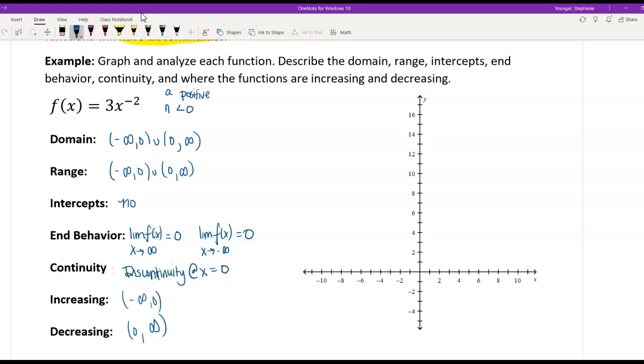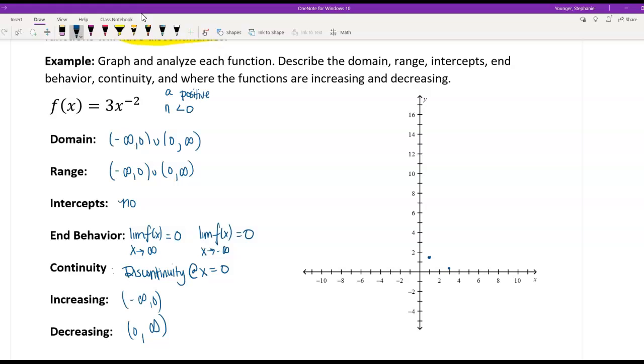So what does this look like? Well, let's throw in a couple points. We know we're not going to be able to touch that y-axis. We know we're not going to be able to touch that x-axis. So if I put in the point, let's say 1, 3 times 1 to the negative 2, I'm going to get 3 halves. So 1 to 3 halves is right around here, 1 1/2. But if I put in the value of 3, I have 3 over 3 squared, which is 1/3.